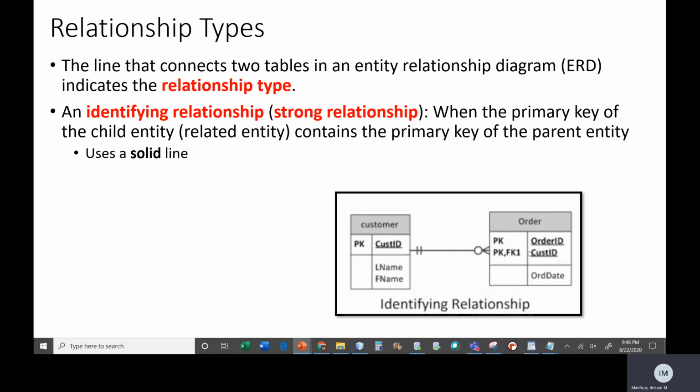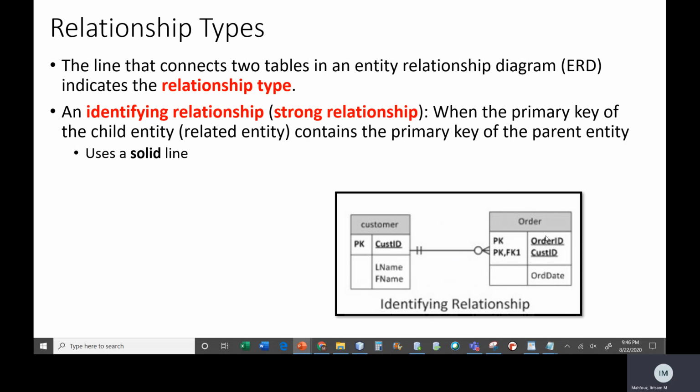So the primary key here, you see that there are 2 columns, 2 attributes that are underlined. So that means this primary key is actually a composite key. It consists of 2 attributes, which is why it's composite. The primary key of the order table is the order ID and the customer ID. So if you just tell me the primary key of the order table, I know exactly who the parent is. Why? Because your primary key contains the primary key of my parent.